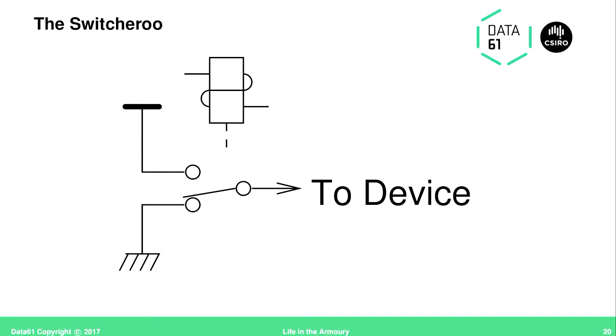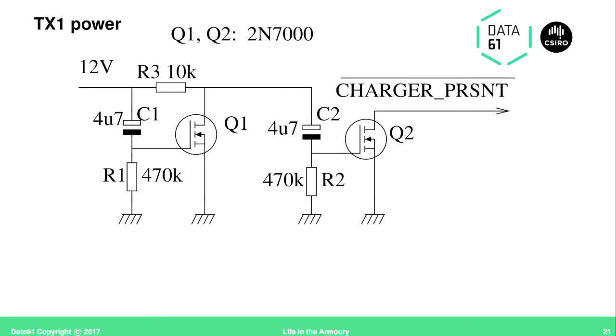The other gotcha we found was things like the NVIDIA TX1 and a couple of other boards, where just turning on the power isn't enough. You need to turn on the power, and 300 milliseconds after the power is stable, you need to push the button. So we had to build one of these. That's actually not too bad. We happen to have some 2N7000s flying around. We built it up on a bit of Veriboard, and it works nicely.